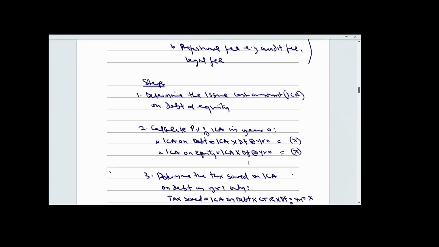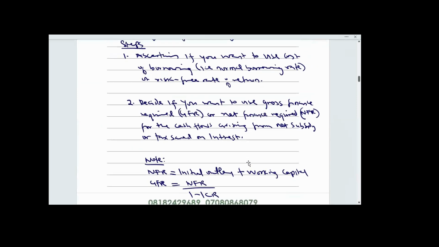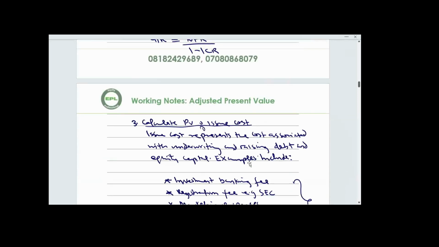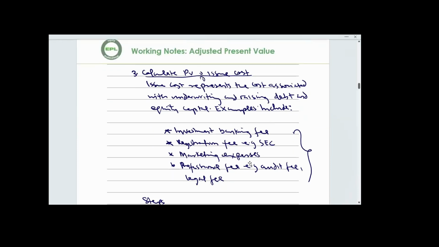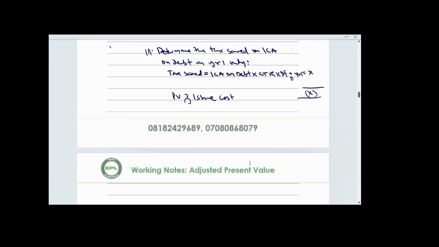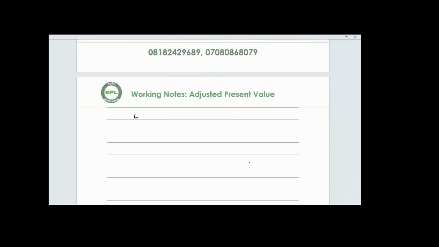Then, for the PV of financing effects, step 4. Let me use Roman figures here: Roman figure 1, Roman figure 2, Roman figure 3. Then step 4 of calculating PV of financing effect. Step 4 is to calculate the PV of net subsidy. We're almost there.